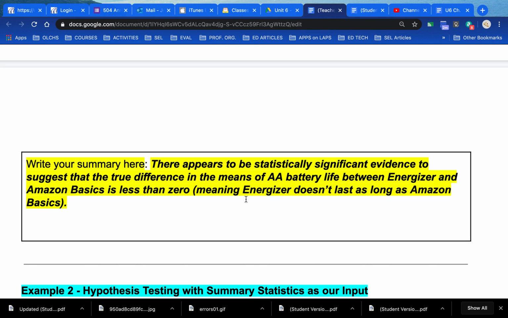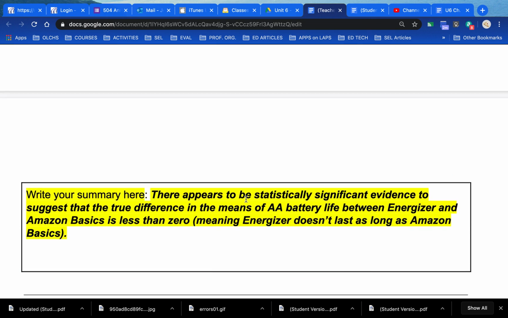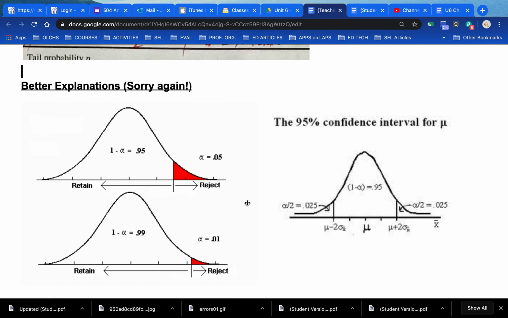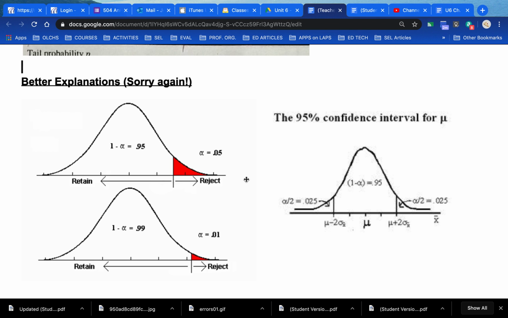And if you would phrase it the other way, you would have said there's statistically significant evidence Amazon's difference with Energizer is positive and is greater than 0. So again, a couple things to clarify there. I apologize. I hope I didn't over confuse you. I hope this picture helps. I think that is what you want to stick with. And again, I apologize about the one above.